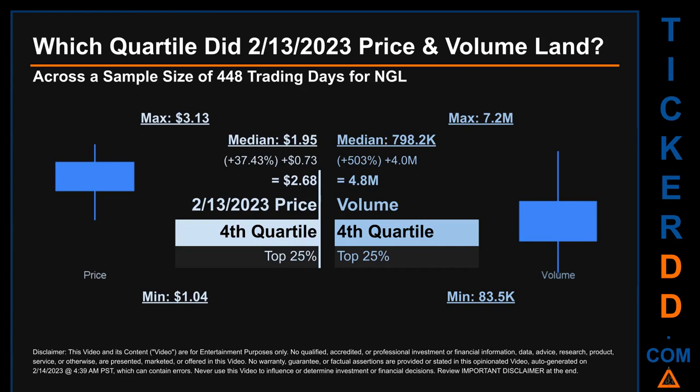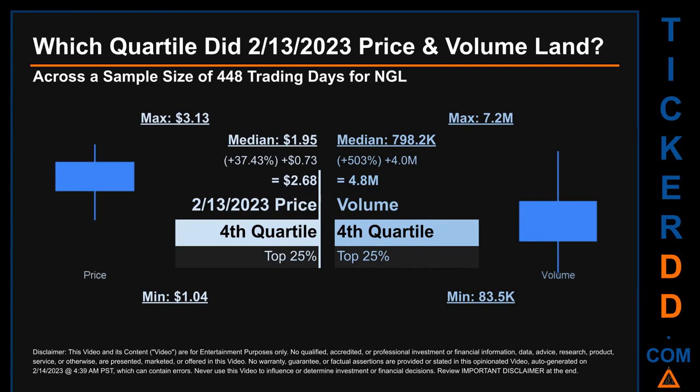The day's volume landed within the fourth quartile, marking it within the top 25% of all sampled daily volume, which saw a max daily volume of 7.2 million and a minimum of 83.5 thousand. Quartiles tell us about the spread of a data set by breaking that data set into quarters, just like how the median breaks the set into half.